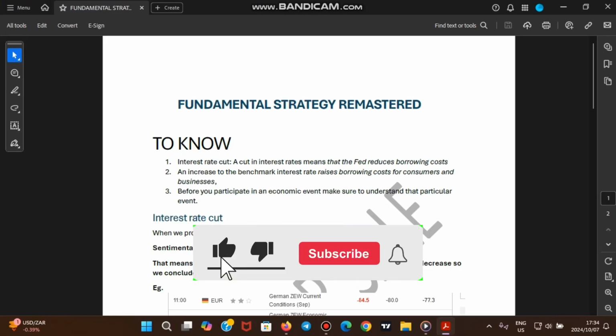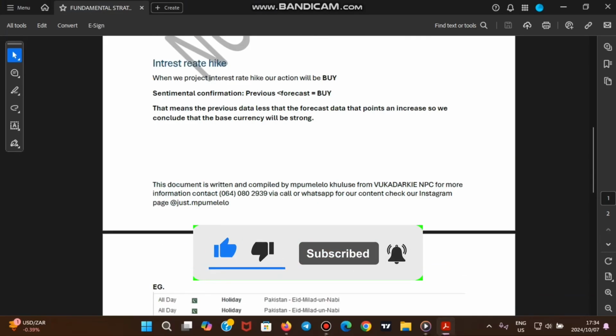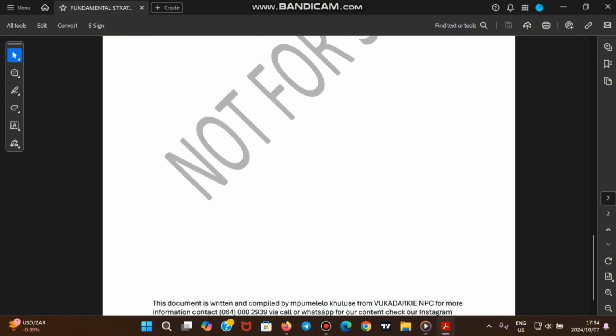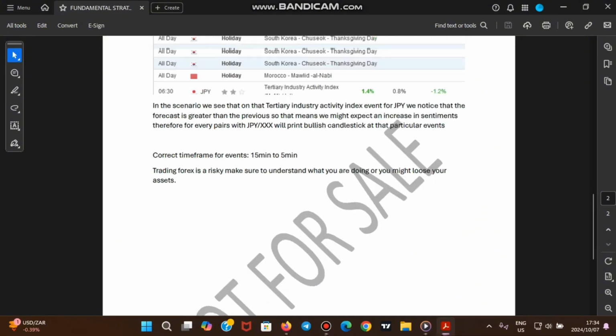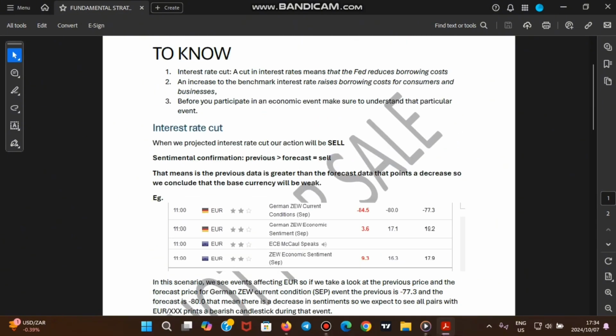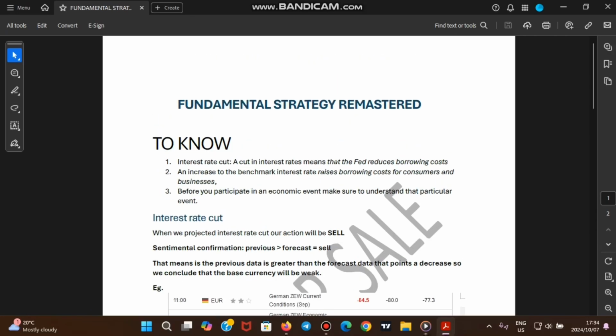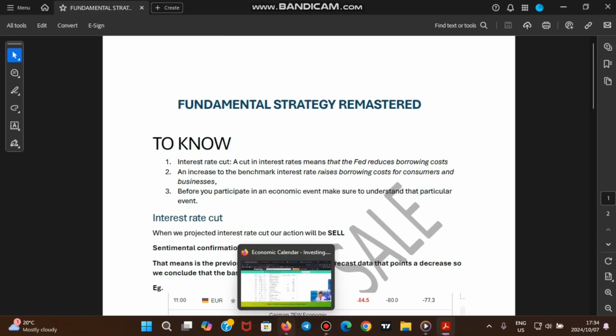So this is the fundamental strategy. I've remastered it. I've noted it down, written it, and compiled it by myself so that it can be easy to transfer the information. But before I get there, I just want to clear something.